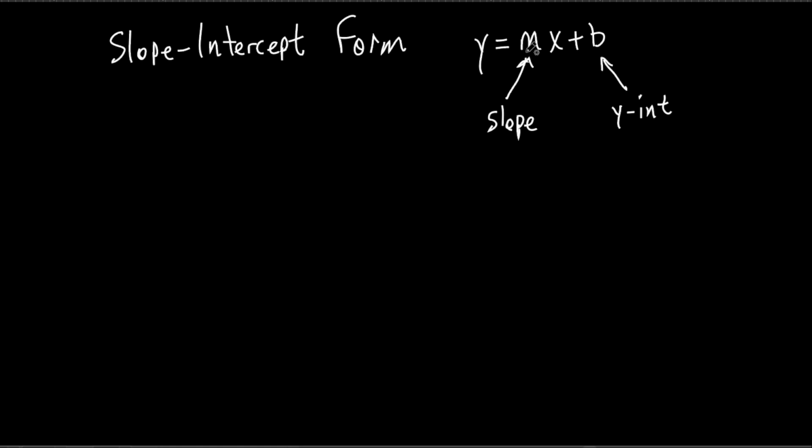You know what the slope is, right? It's how steep it is. It could be flat, it could be really steep, it could be going to the left, it could be going to the right. That's what the slope means.